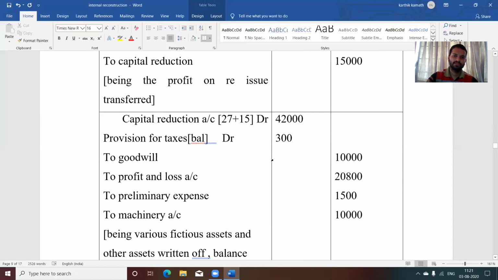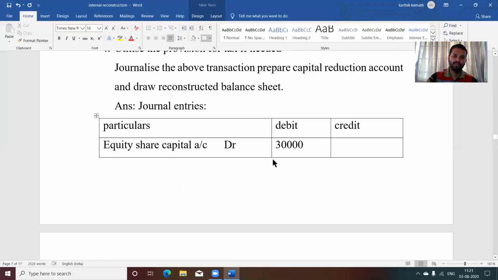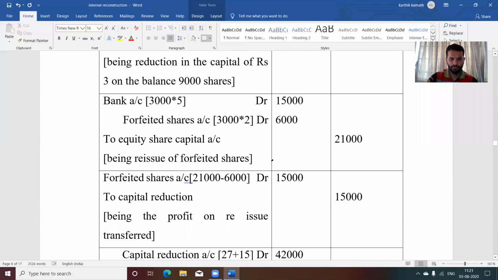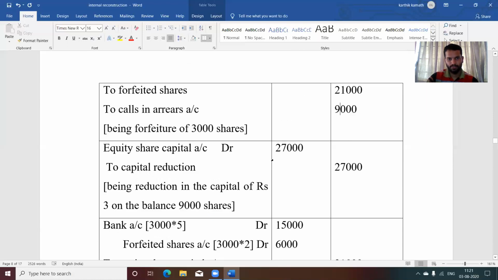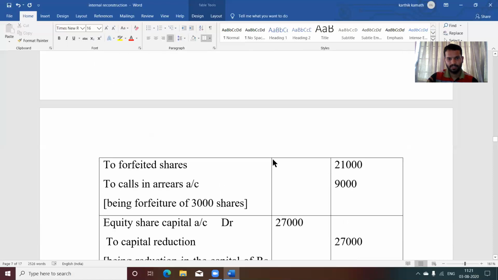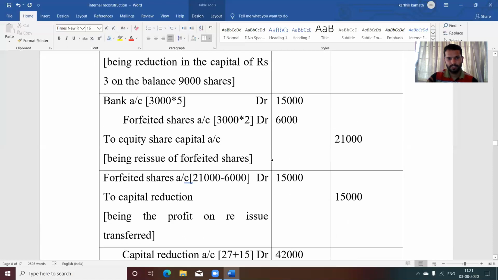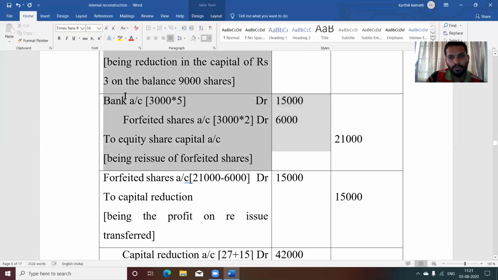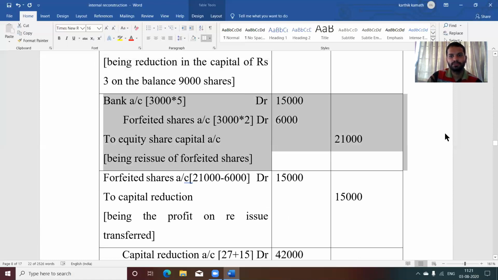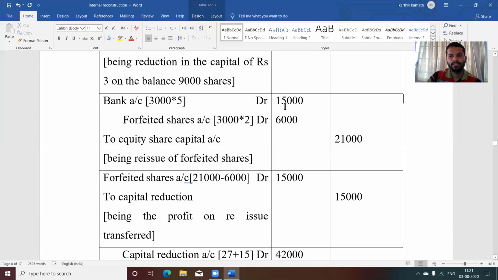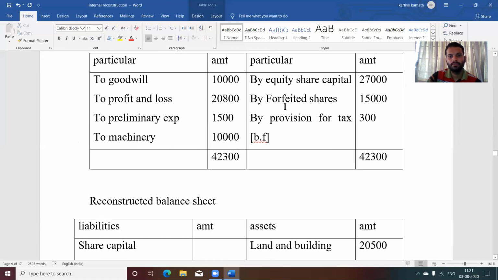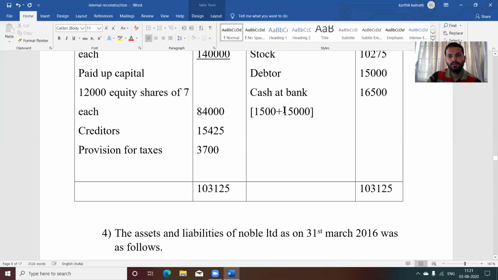Then what about 15,000? From where does it come? Plus 15,000 new issue. A new issue of shares has been done. See, the shares are issued at a discount. This value, bank account debited, 15,000. So that amount you need to add to cash. 15,000 plus cash at bank given in the balance sheet 1,500, total amount 16,500.